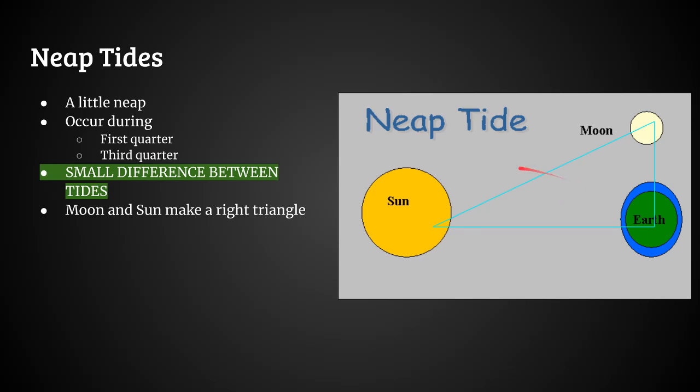Neap tide. Neap tide is the small one, so a little neap. It occurs during the first quarter and third quarter, and there's a very small difference between the tides, and you'll see that they form a little right triangle. They're adjacent, I think. Don't quote me on that. Okay.